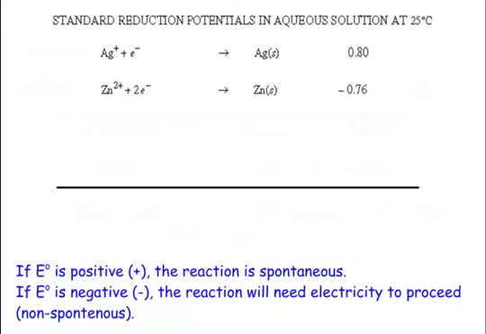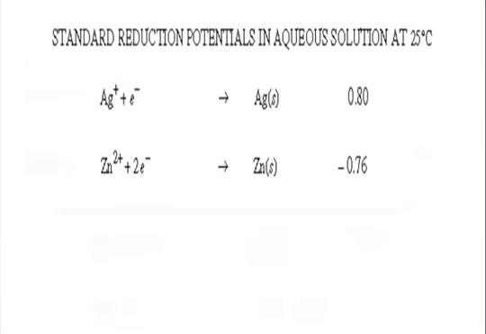If the overall E is negative, the reaction will need electrolysis or electricity to proceed because it is not spontaneous. It needs energy in order to proceed. So this reaction right here, this reduction reaction that we have, it is spontaneous. So we're going to have to flip one of these two reactions. Can you see which one we're going to have to flip? Of course, we're going to flip the negative because we want to overall make everything positive.